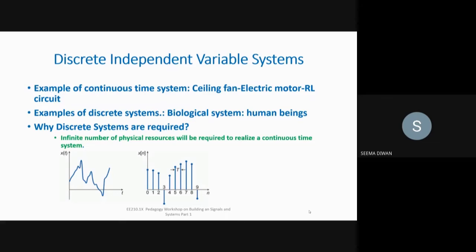number of physical resources would be needed. That means if I want to process a voltage signal, I have a sensor sensing a voltage signal, and I want that voltage signal to be the input to a computer. A computer is an example of a discrete time system. I would like to take that signal as the input. I want to realize a certain control system.